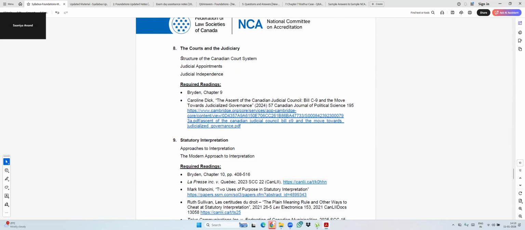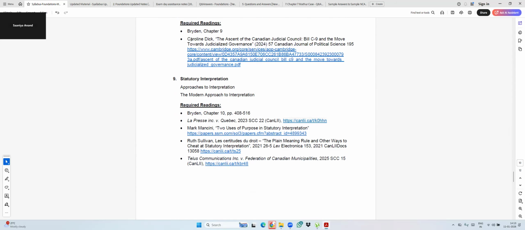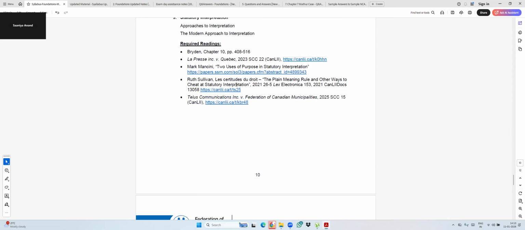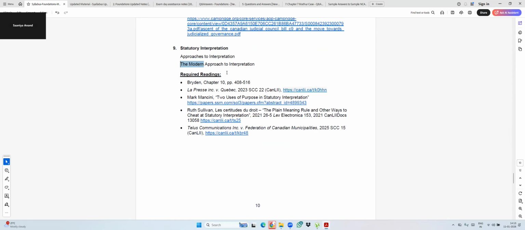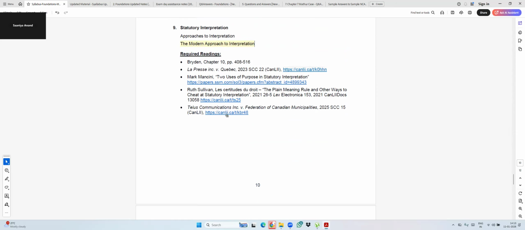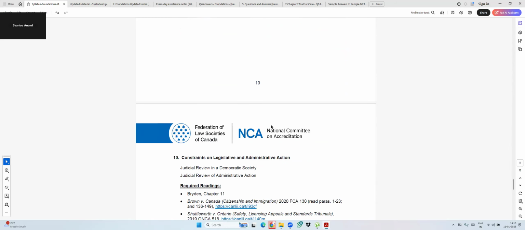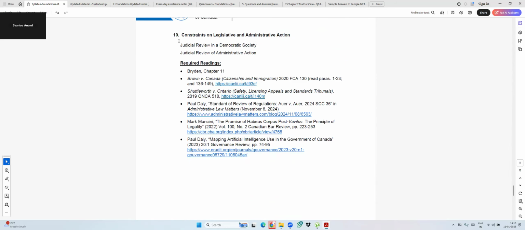They had asked. So over here, judicial independence is the most important topic. They would definitely ask it, and Calvin Dick's article is also important. So, the author's perspective, your interpretation, that should be it. And here, approaches to interpretation, the modern approach, they're going to ask a question where you can use the article. Then here, judicial review in the administrative action. This is the most recurrently asked question.